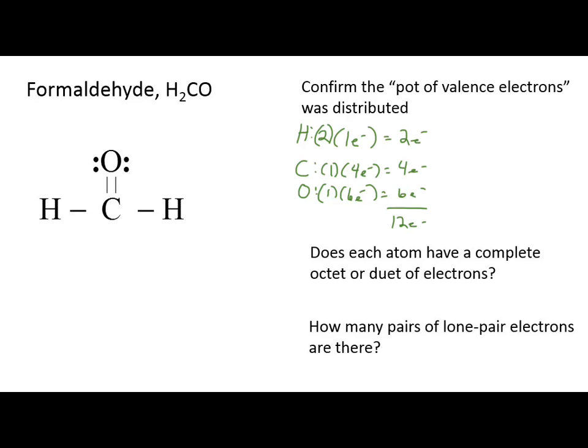And let's double check that on our Lewis structure we have 12. I'm going to count in twosies: 2, 4, 6, 8, 10, 12. Okay, so I do have 12 on the structure.